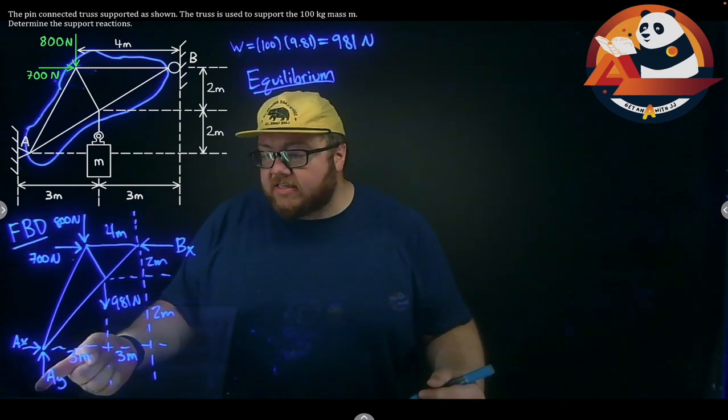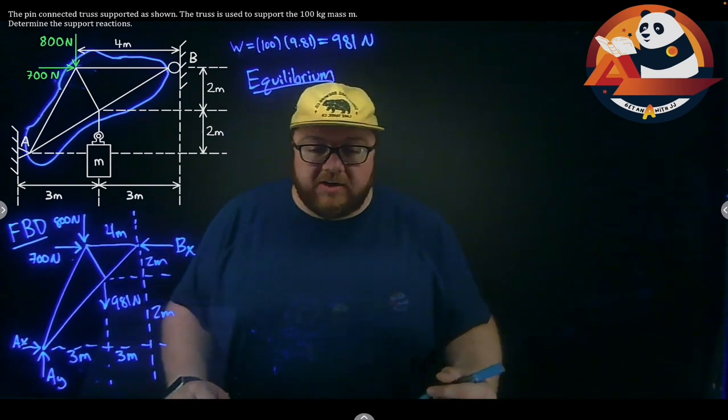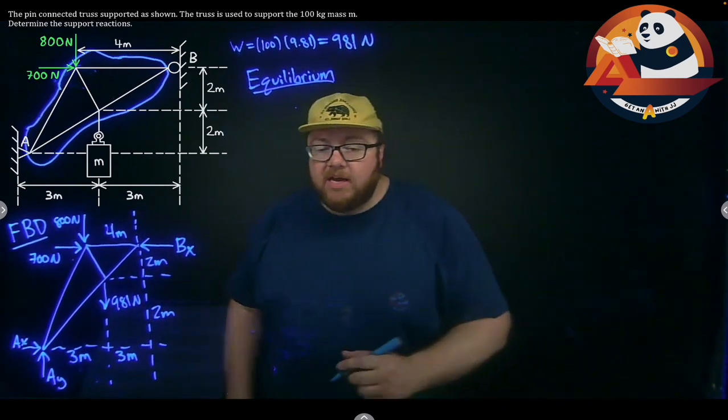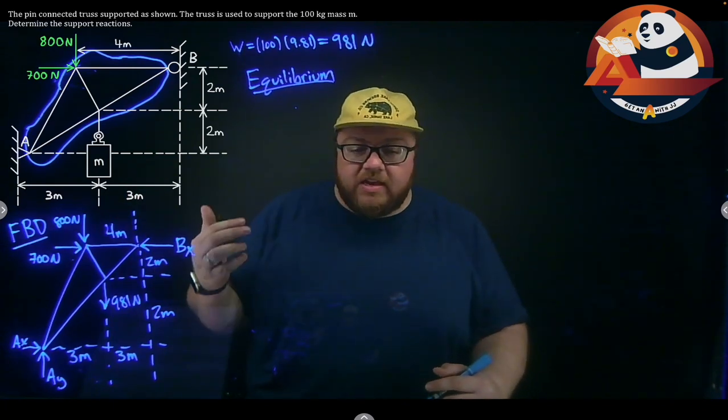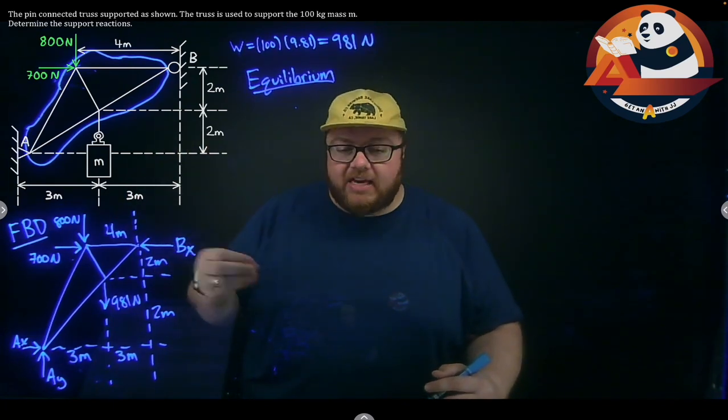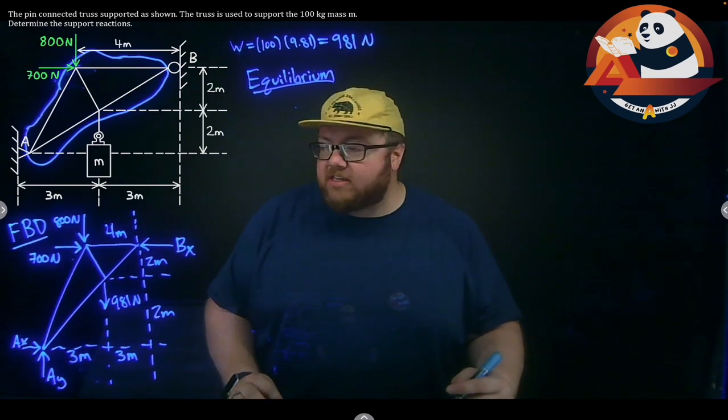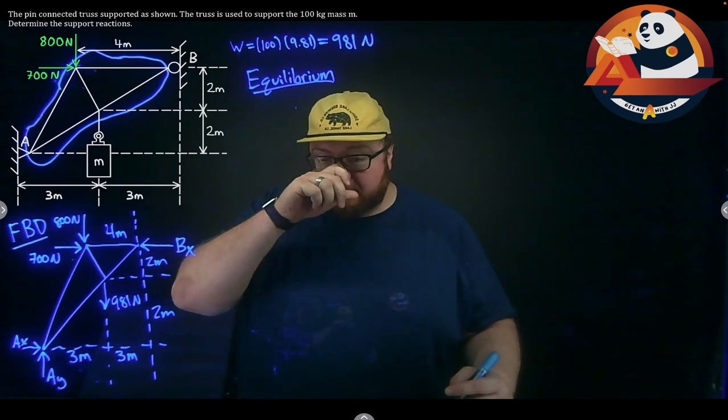I get rid of Ax and Ay. Bx would be my only unknown. That's also a pretty good place for me to start. If at all possible, do one equation, one unknown to get going on everything. It's going to save us hassle. Don't make a system of equations to solve these problems unless you absolutely have to.